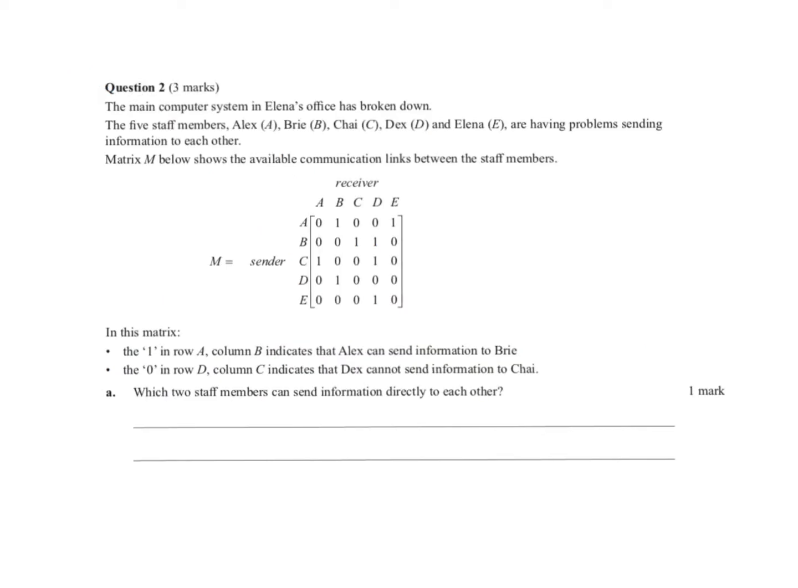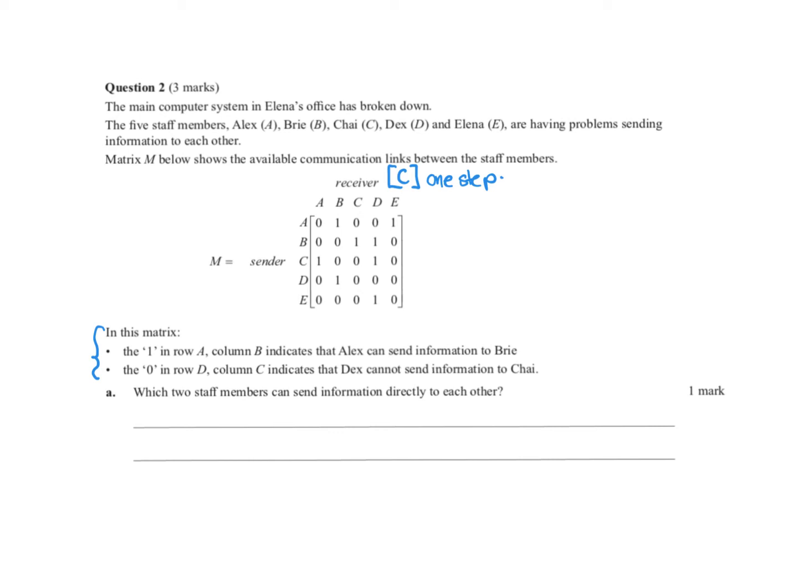Okay, so the main computer system in Elena's office has broken down. 5 staff members, A, B, C, D, and E, are having problems sending information to each other. The matrix below shows the communication links between the staff. When they just say communication, that's a plain 1 step, yeah? So we've got 1 step being given to us. Once again, they're just explaining what 1 step means: a 1 means they can communicate with each other, a 0 means they can't.